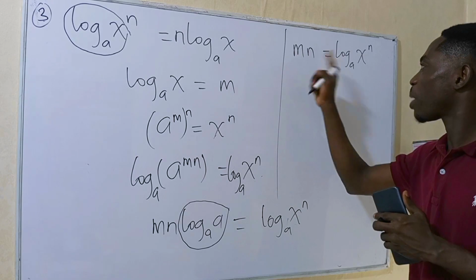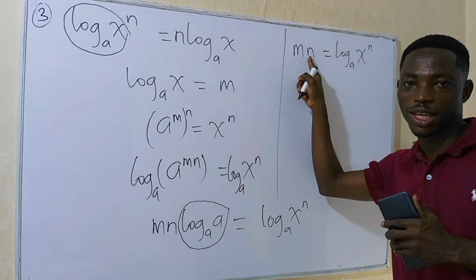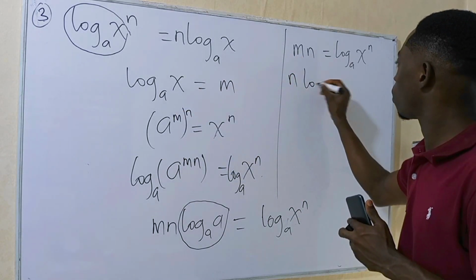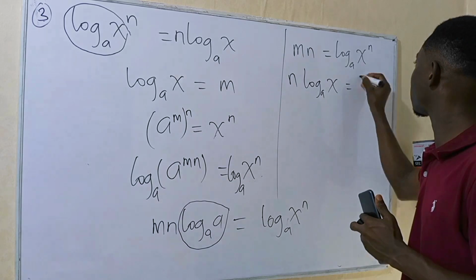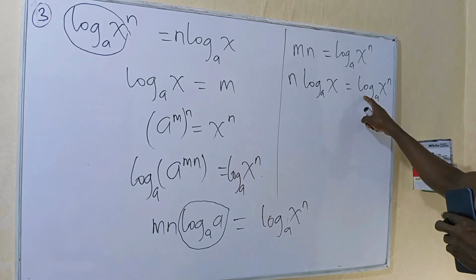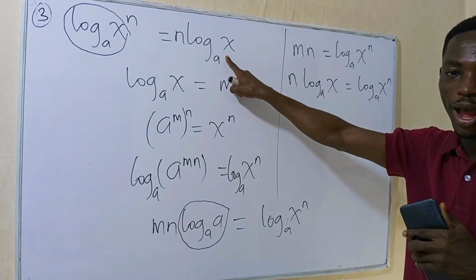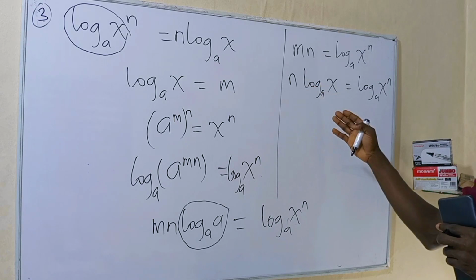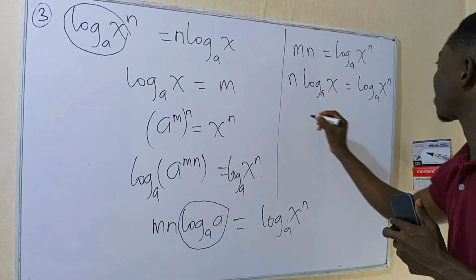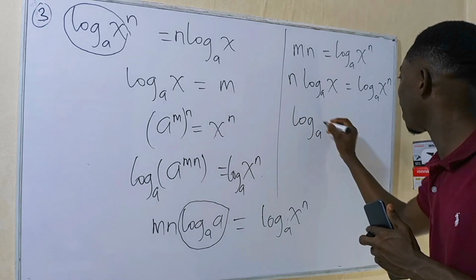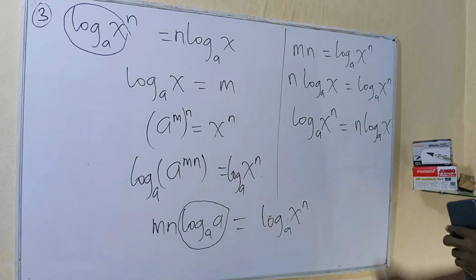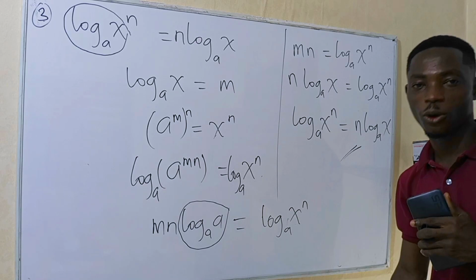But before then, permit me to write this n first because multiplication is commutative. So I'll just have to put the n first. Then this m, I'm going to replace with this, which will be log base a of x, and this is equal to log base a of x to the power n. Now you realize that on the left-hand side we have log base a of x to the power n, but here we don't have that. This is found on the right-hand side instead. So to make this look exactly as what we have here, let's interchange their positions so that we will have log base a of x to the power n is equal to n log base a of x, and that is law 3.